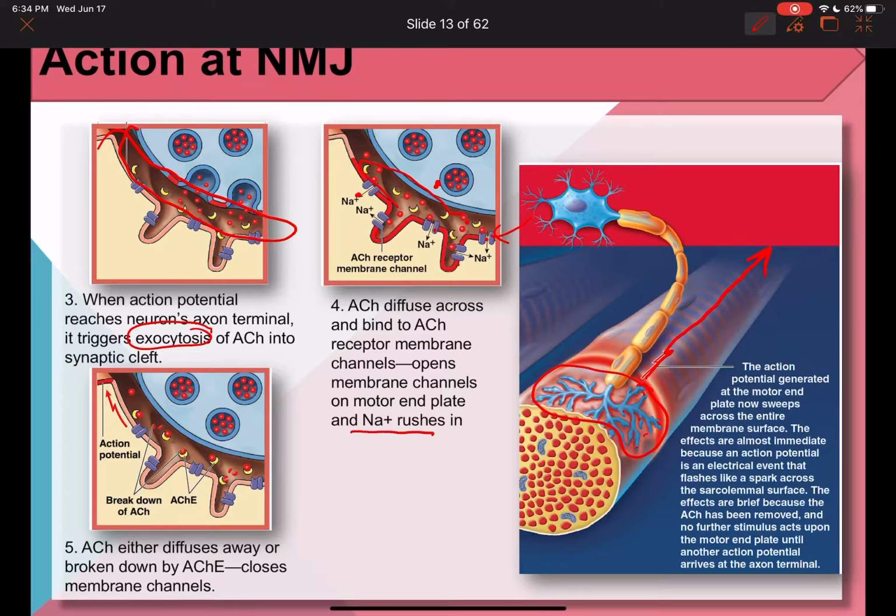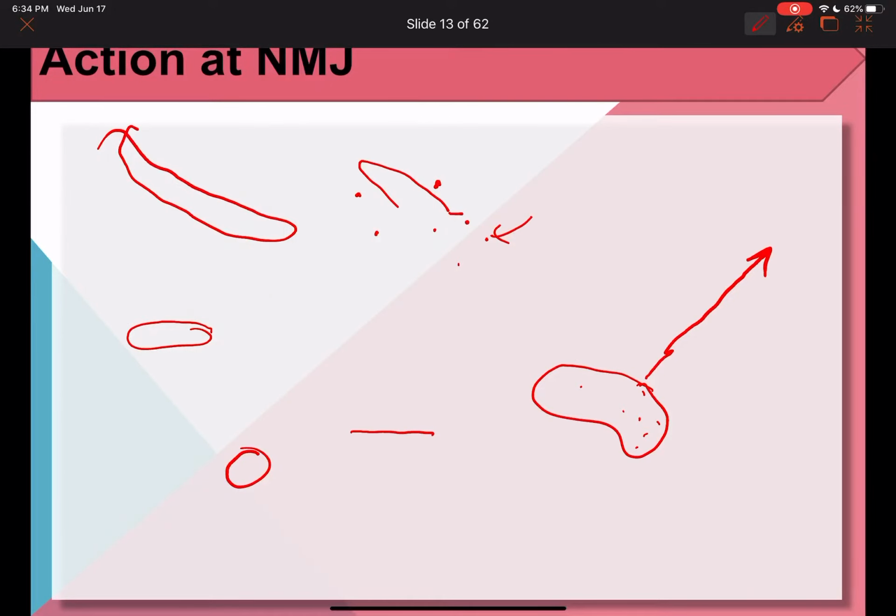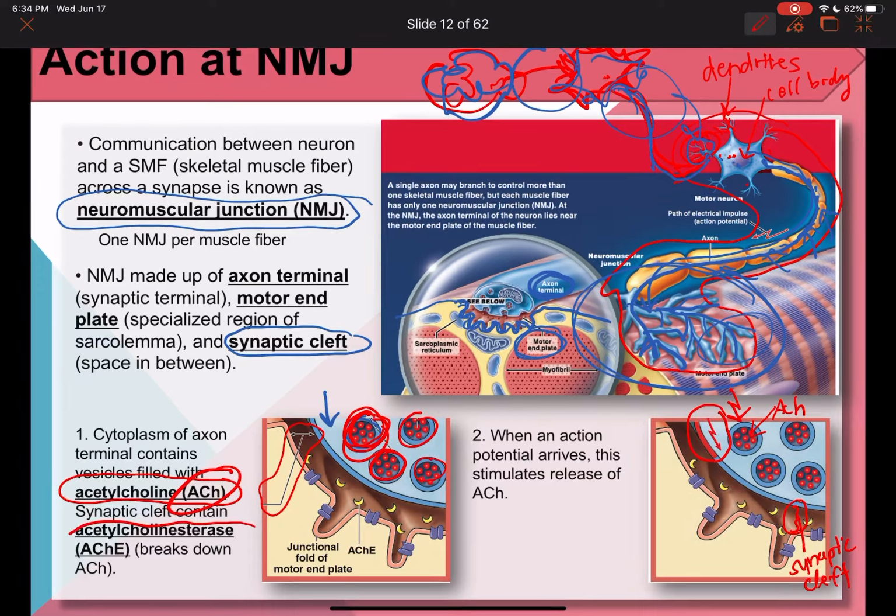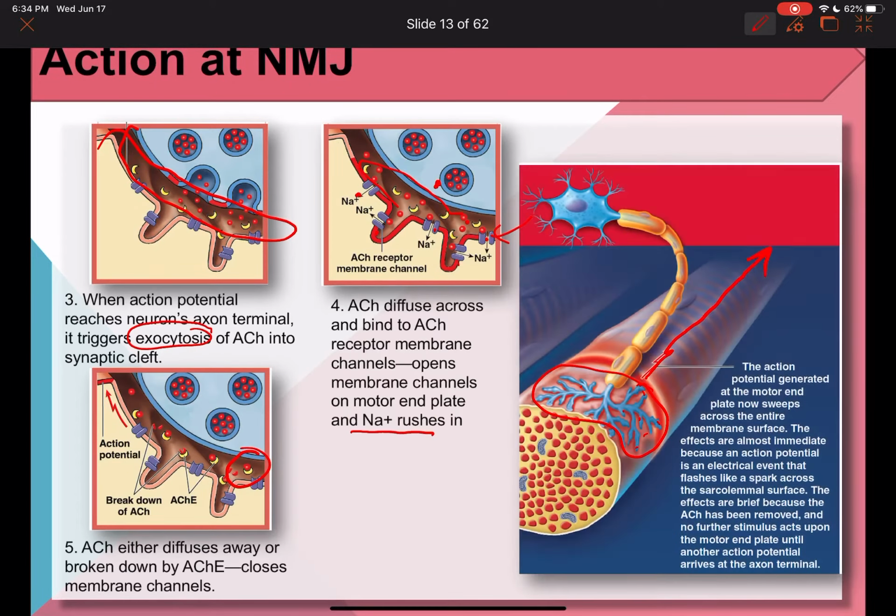So how do we turn off the signal? How do we get rid of acetylcholine? This is what those moon-shaped things are for. There are two ways that acetylcholine can disappear from the synaptic cleft. One way is that it can simply diffuse away. Or there is an enzyme called acetylcholinesterase. The abbreviation for that is AChE. So those moon-shaped things are the AChE.